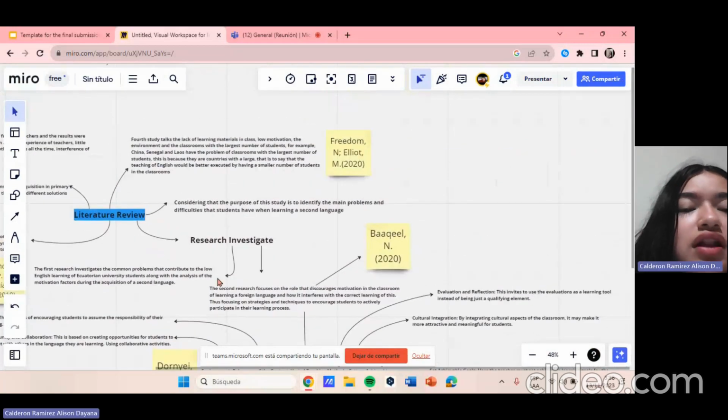The first study talks about the lack of learning materials in class, low motivation, the environment and the classroom with the largest numbers of students. For example, China, Senegal, and Laos have the problem of classrooms with the largest number of students. This is because they are countries with a large population, that is to say that the teaching of English would be more direct by having a smaller number of students in the classroom.